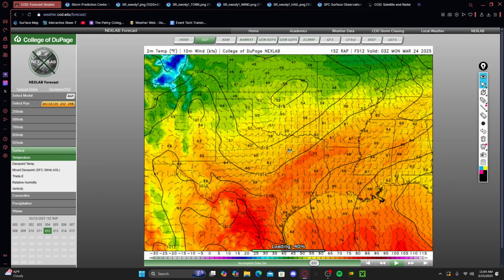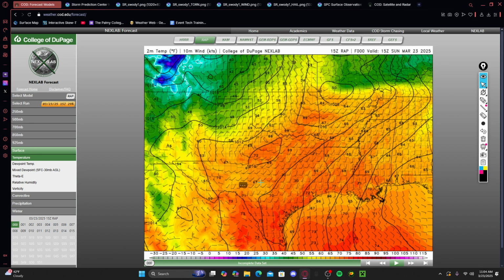Let's actually zoom in closer out here. So here's our initialization, and you can see pretty clearly where our cold front is. I'm going to draw it out here for you guys.